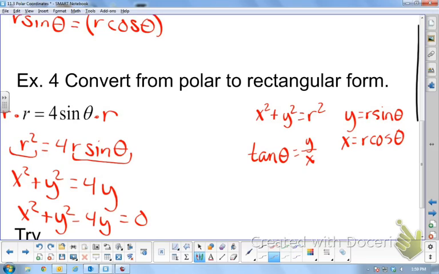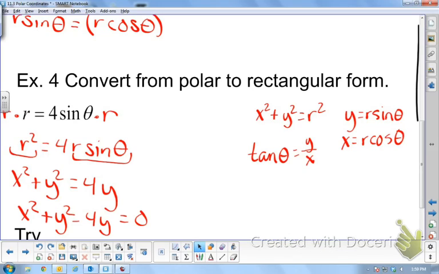But that's not even necessarily a step we have to do. It depends on what you're using it for as to what form would be the most useful. So a lot of the times you have to multiply by r. Not every time, though.